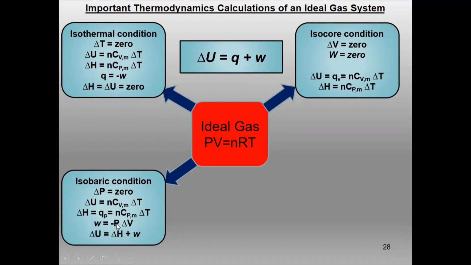The work is a P, not delta P. So this is negative P delta V. And this P is the constant pressure that you already work at. The change in volume will be given and you're able to determine the work. The same thing for delta H, delta U.